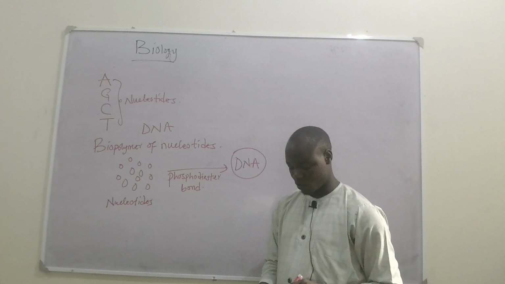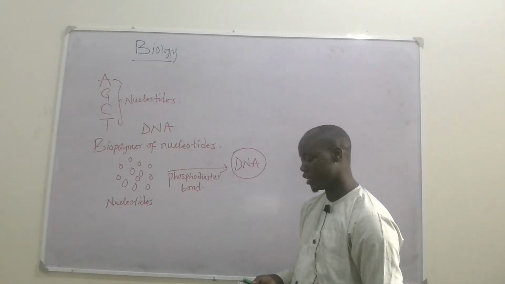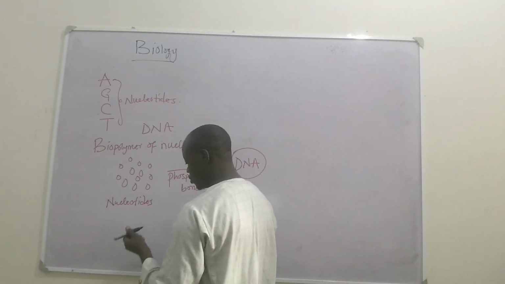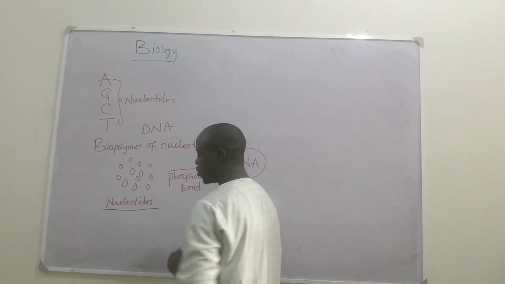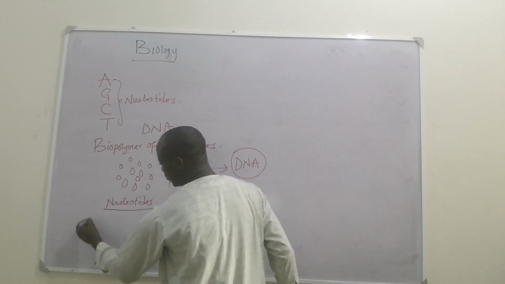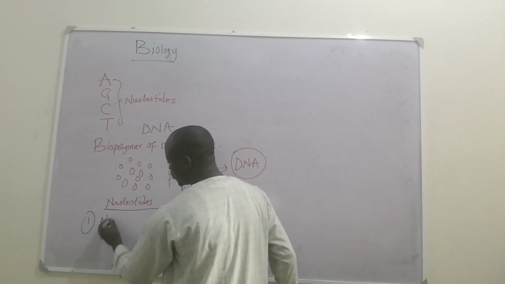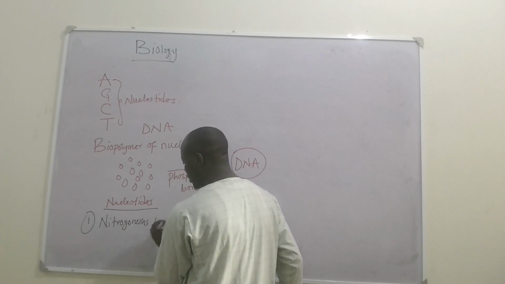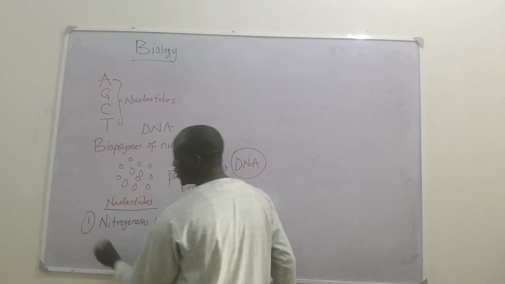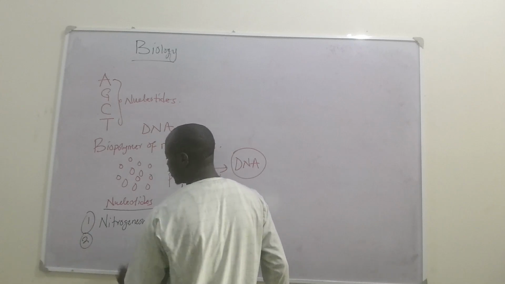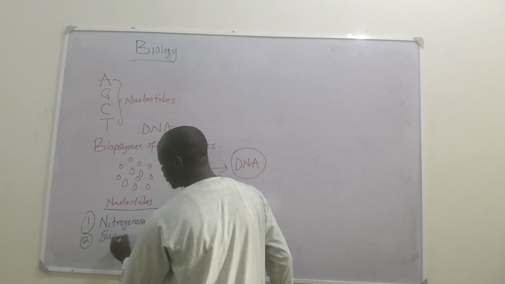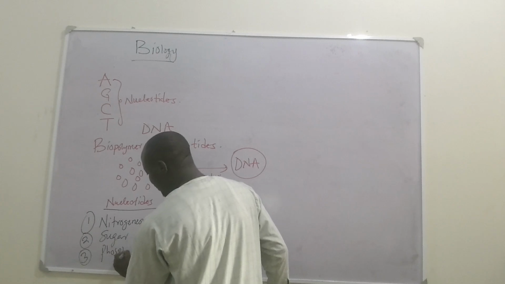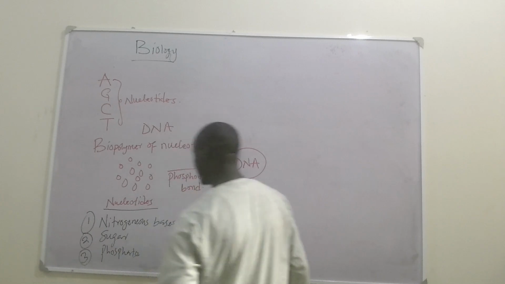And what are the compositions of these nucleotides? A nucleotide is made up of 3 major components. Number 1, nitrogenous bases, and then sugar, and finally phosphates.